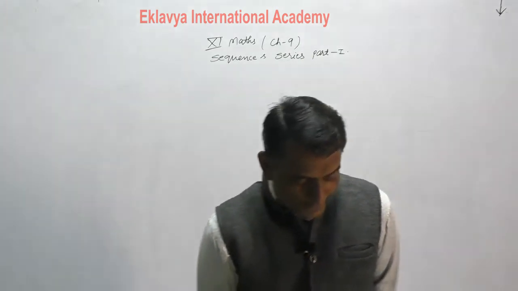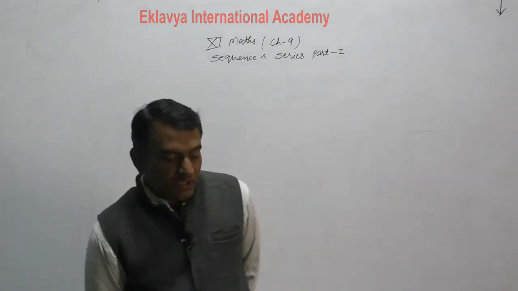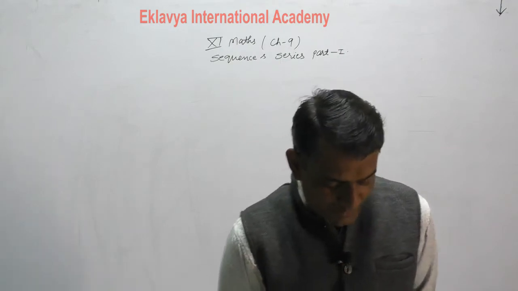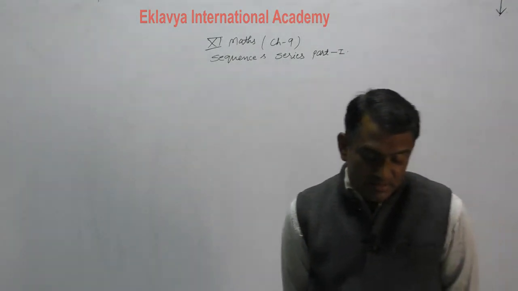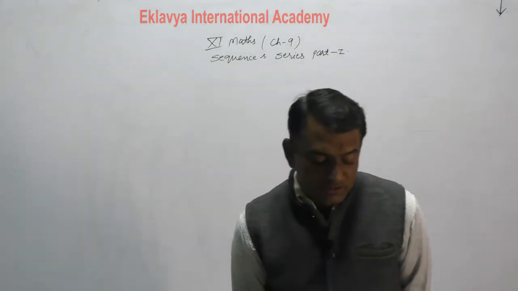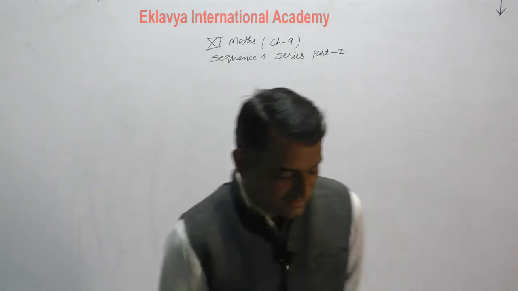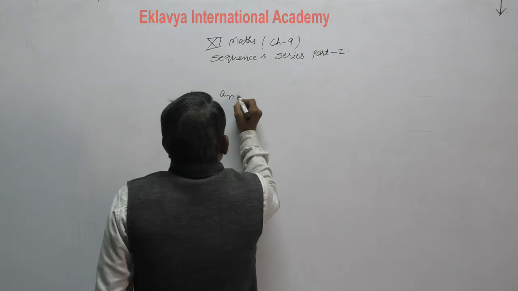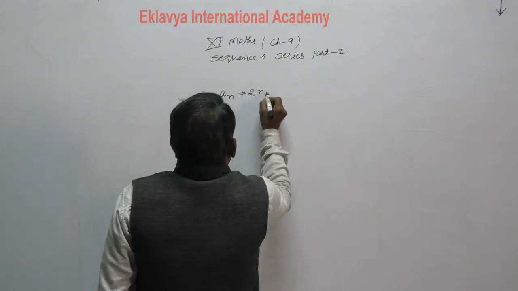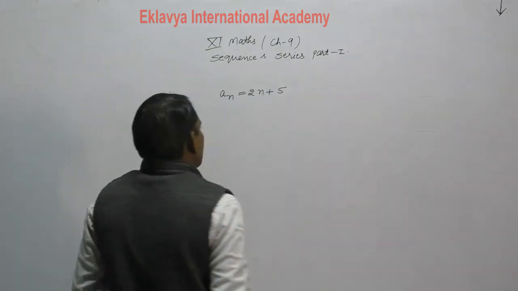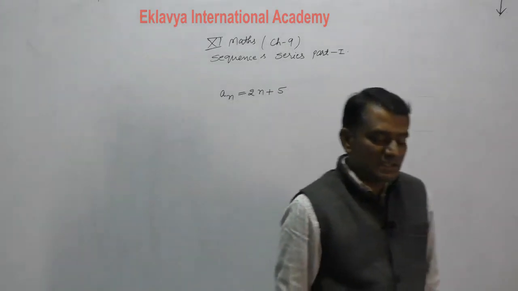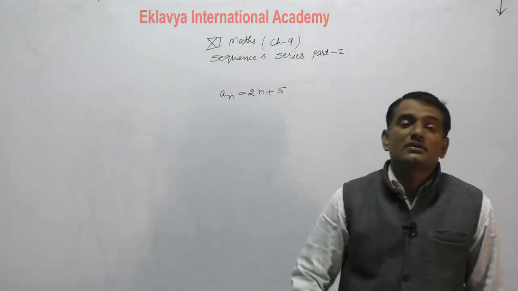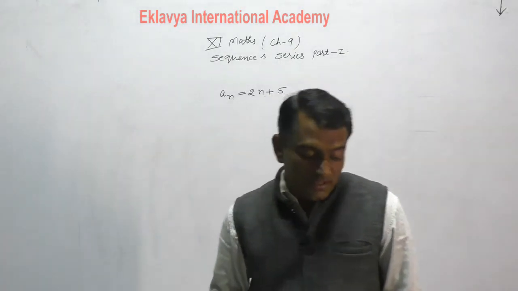Now suppose one of the sequences is given, and it is written: find the first three terms in each of the following sequences. Suppose there is given a_n equal to 2n plus 5. This following sequence is given and you have to calculate the first three terms, right?